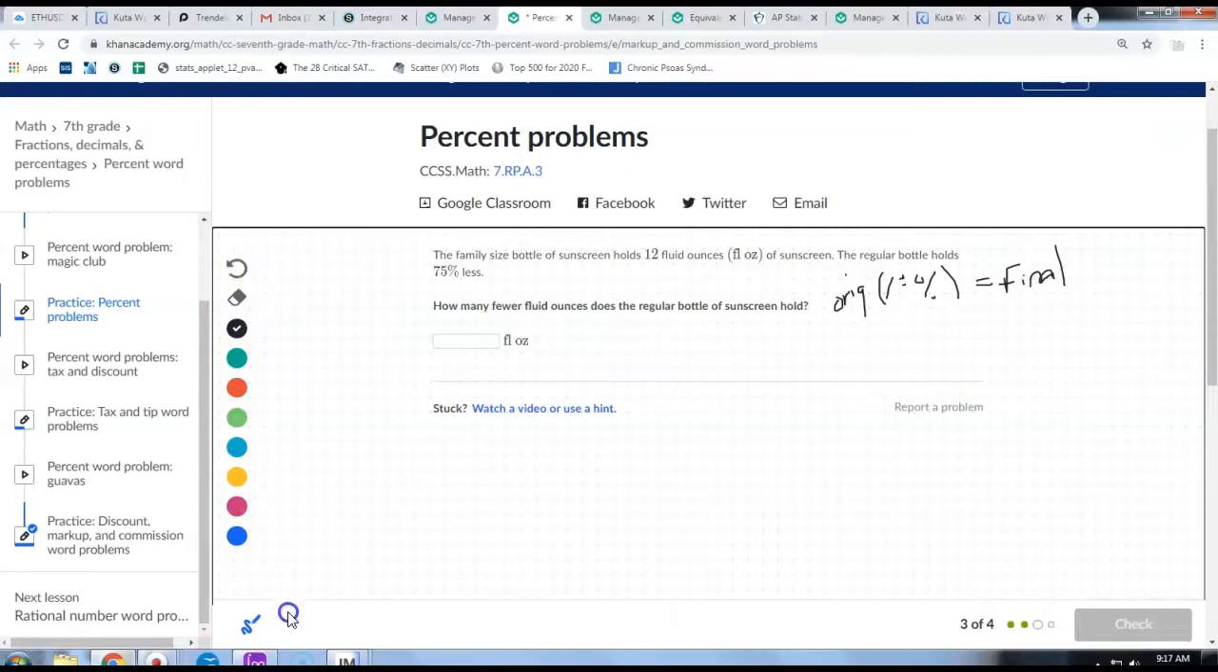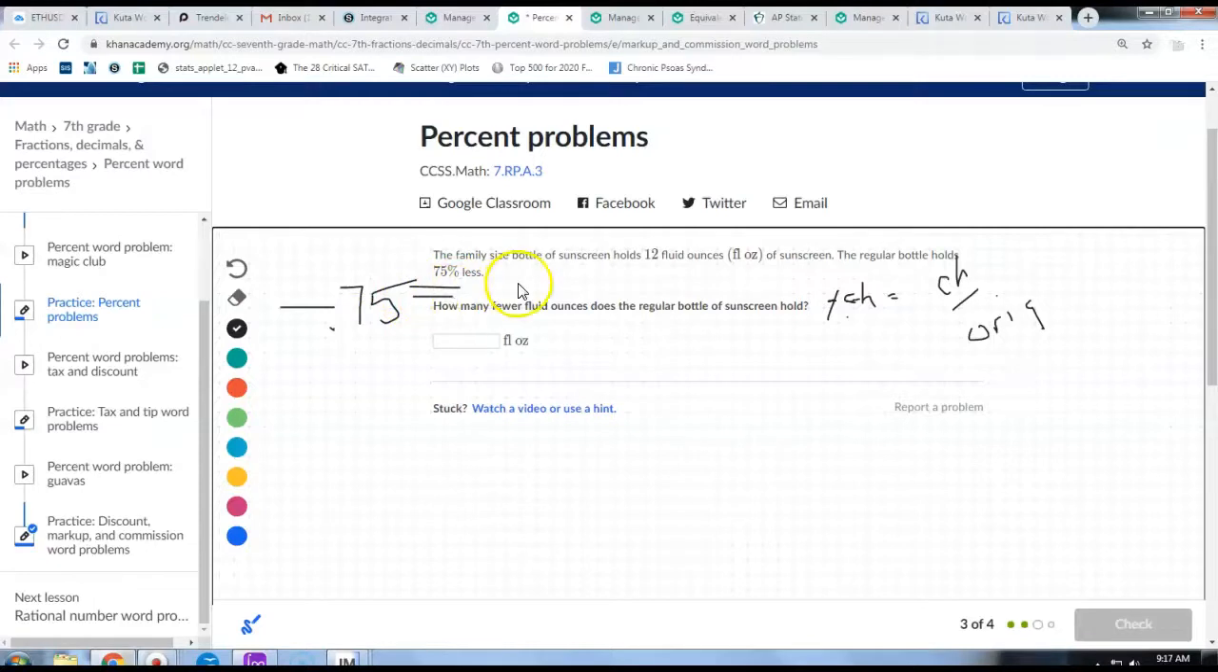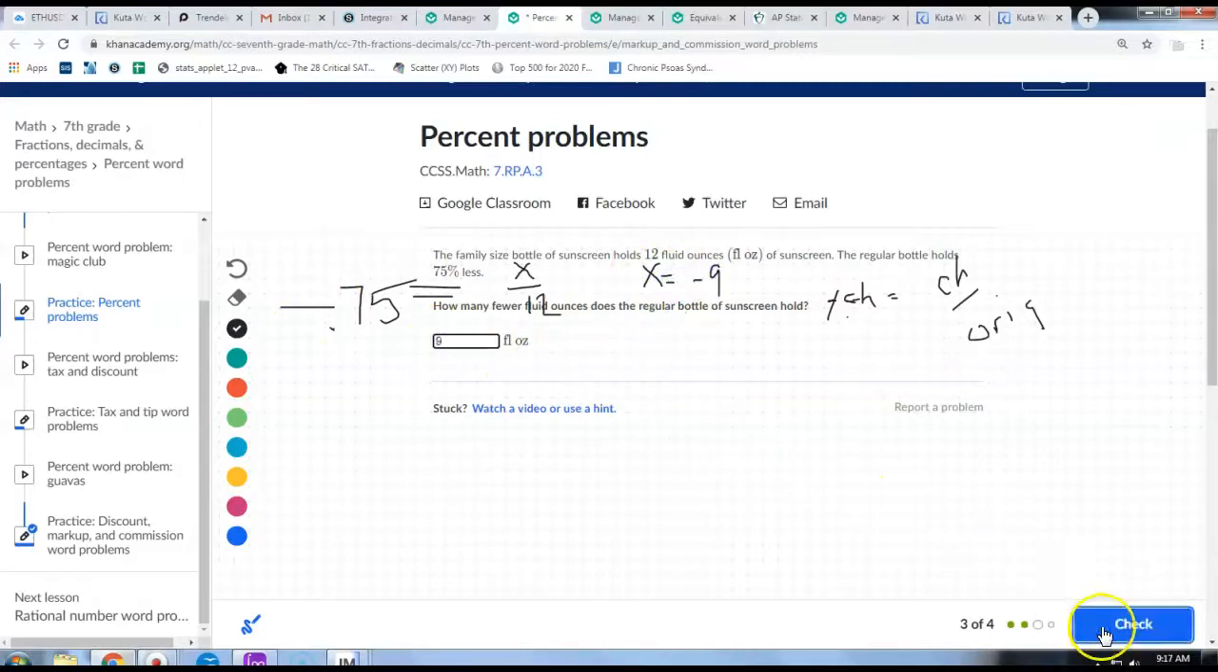That's the hard thing about percents. There's just a lot of different ways to get to it. So I'm going to go back to the one we just did. So percent change equals change over original. So what we have here is a negative 0.75 percent change. The change amount is what I'm looking for, and the original amount is 12. So I'm going to multiply both sides, and I will get x equals negative 9. So then it holds 9 fewer options.